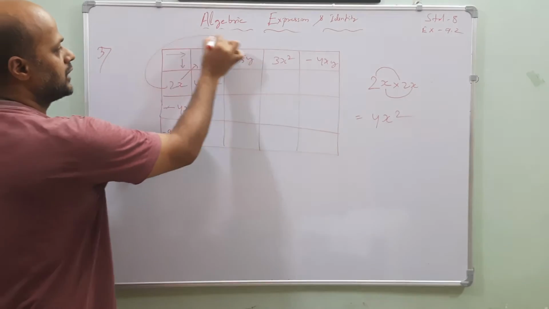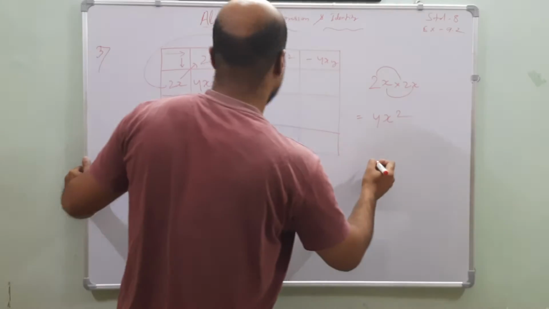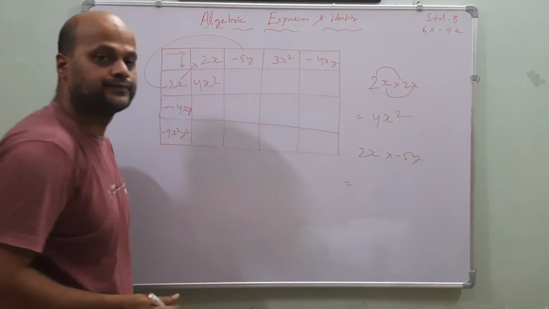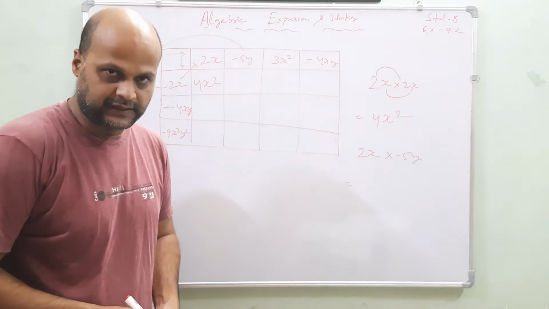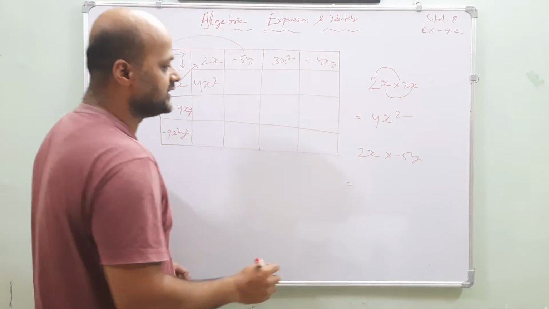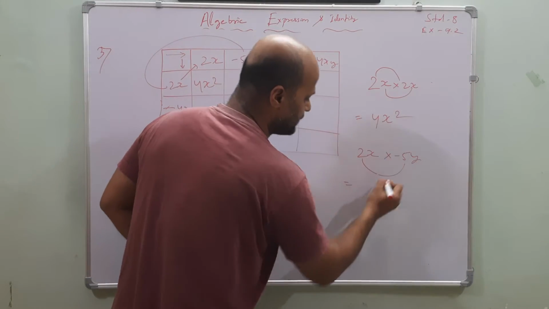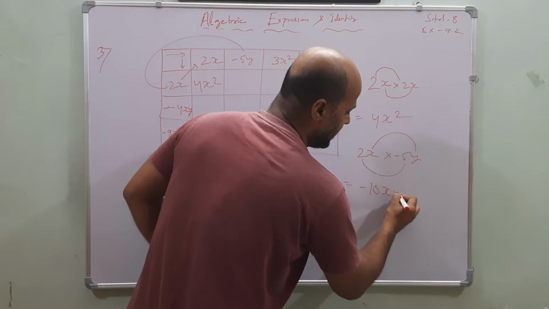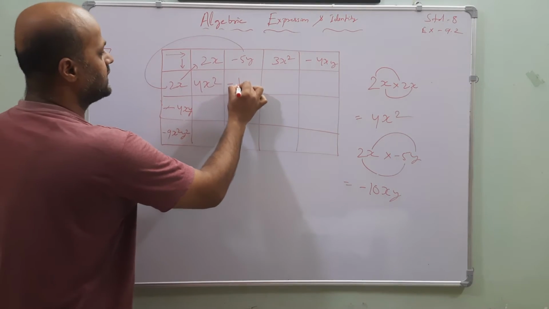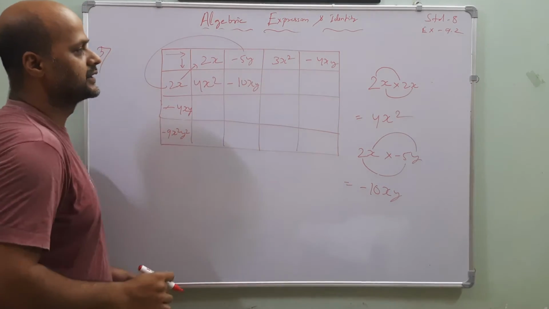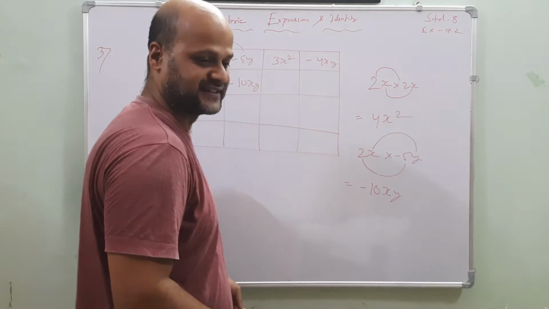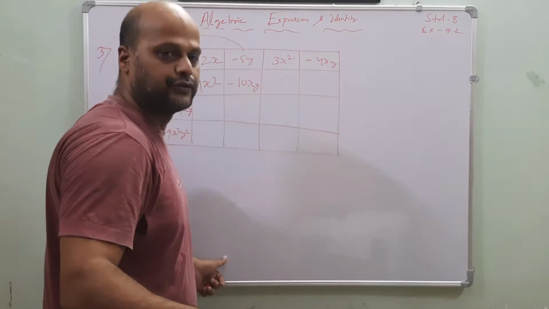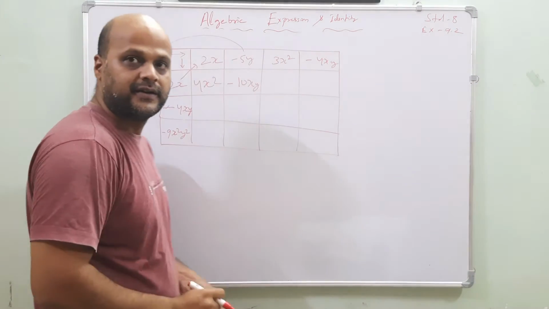Then again, this one will be multiplied with these two. Who will tell me? Yes, very good, Vaishali. Multiply it: 2 5s are 10, minus is there, put your minus, x into y, xy. So what is the answer? Minus 10xy. Very good, my dear friends. Like this manner you have to solve it. Don't be confused. It is very, very easy.